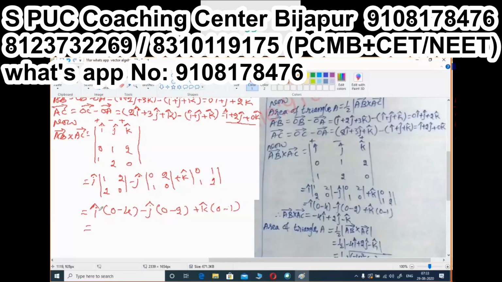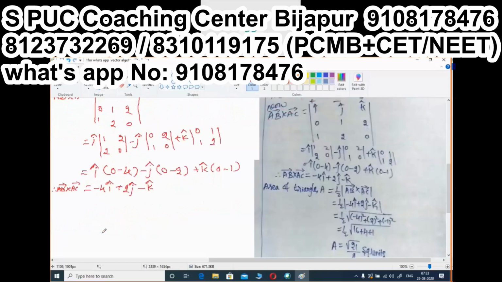So simplifying, I cap minus 4, that is minus 4 I cap. Next plus minus J cap into minus 2, that is going to come out as plus 2 J cap. Plus K cap, minus 1 is there, that is going to come out as minus K cap. This is the required AB vector cross AC vector. Once you obtained that, let us use the formula concerned to that.